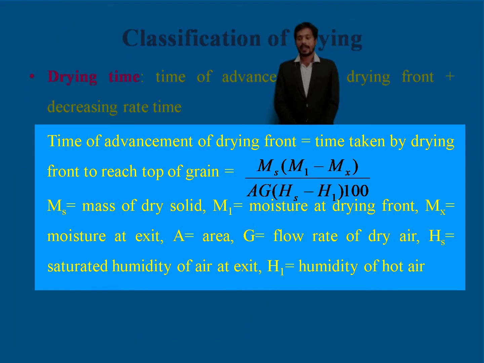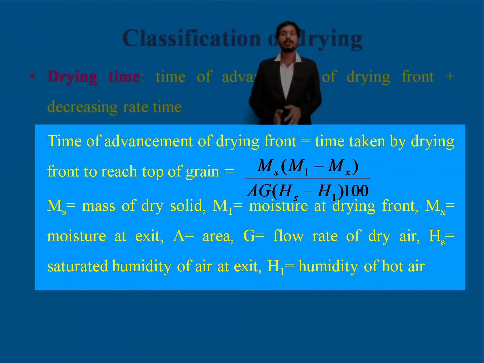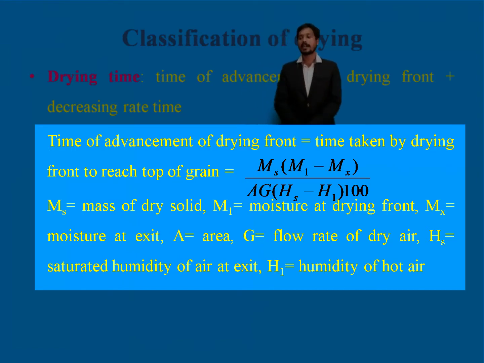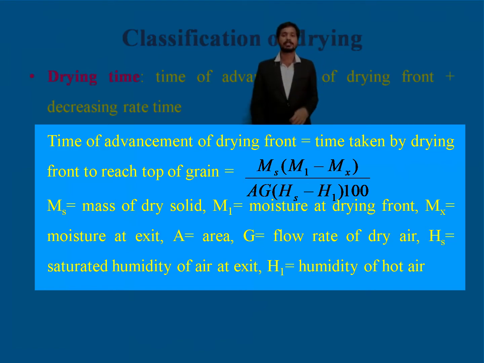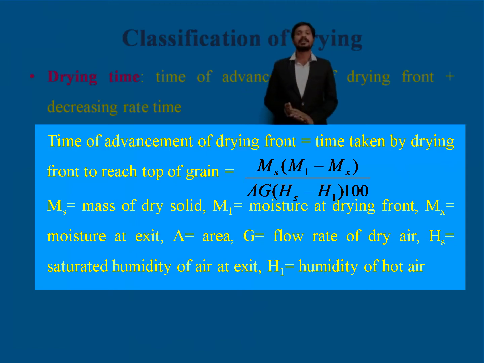Next, A is the area, G is the flow rate of the dry air, and Hs is the saturated humidity of air at the exit, because at the exit the air becomes more saturated, and H1 is the humidity of the inlet air, which will be much less, because at the entry point the humidity of the air is very low. That's why you call it dehumidified air. While drying we send dehumidified air, and slowly as it comes out of the drying chamber, it becomes saturated, and that's why it is called humidified air after drying.